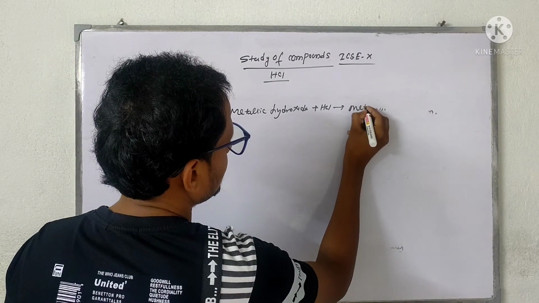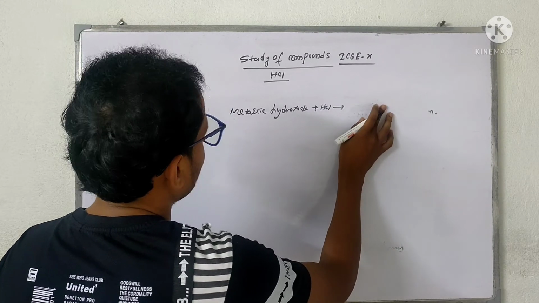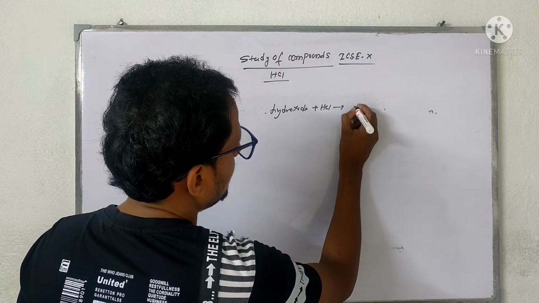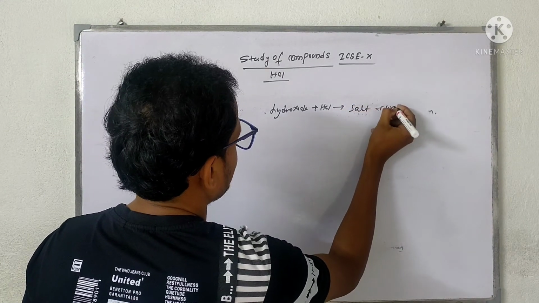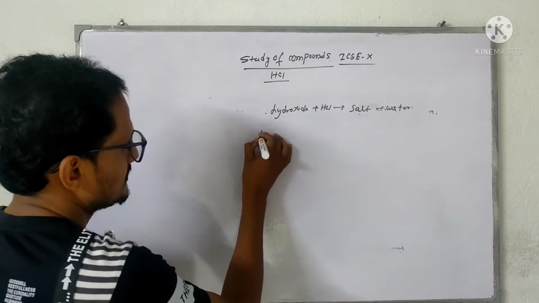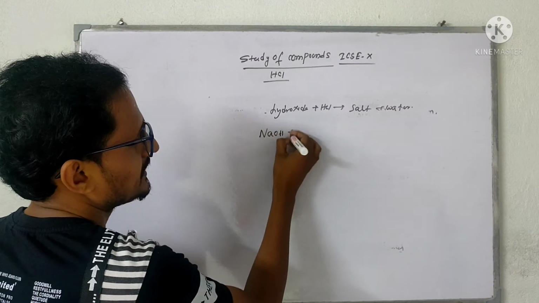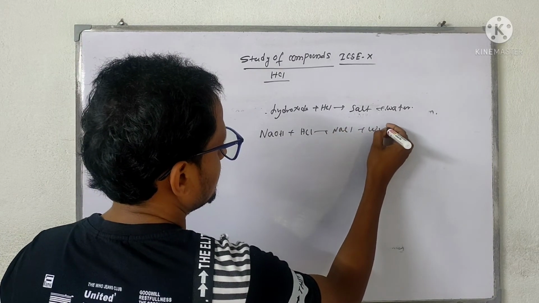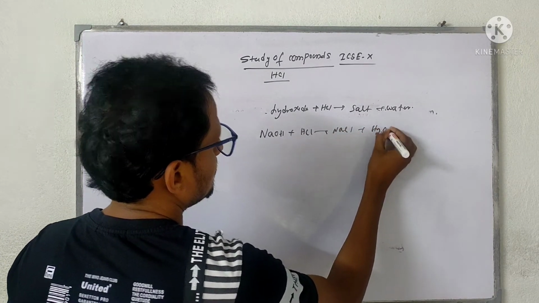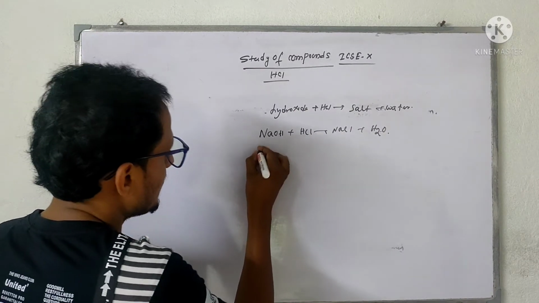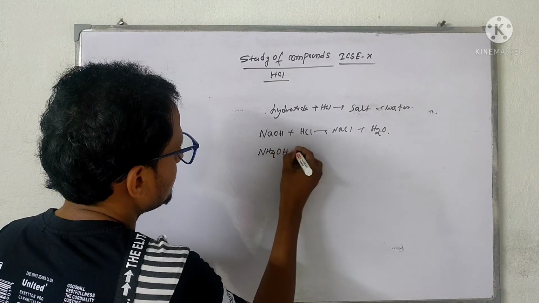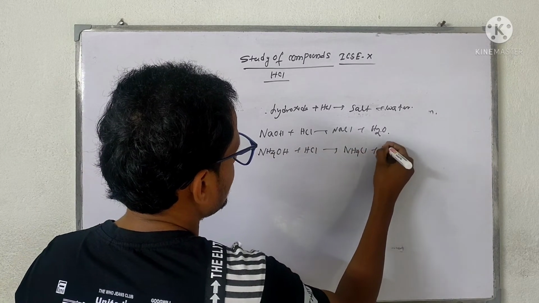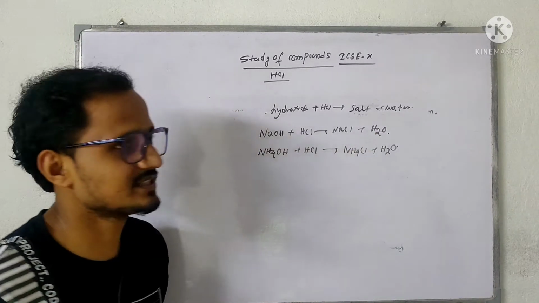Not normal hydroxide. Okay, hydroxide plus HCl will form salt plus water. You can say this is a kind of neutralization reaction. Say sodium hydroxide reacts with HCl, it will form sodium chloride plus water. Okay, same thing, ammonium hydroxide plus HCl will form ammonium chloride plus water. So these are nothing but a kind of neutralization reaction.